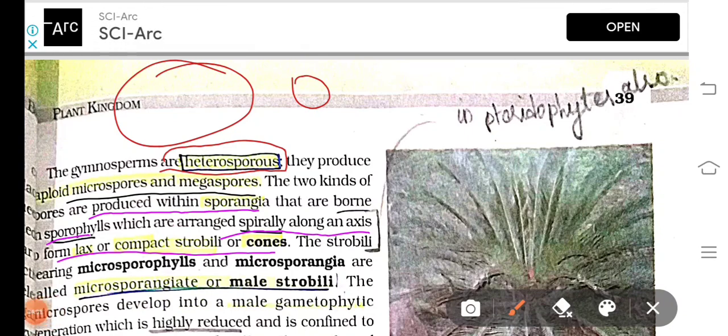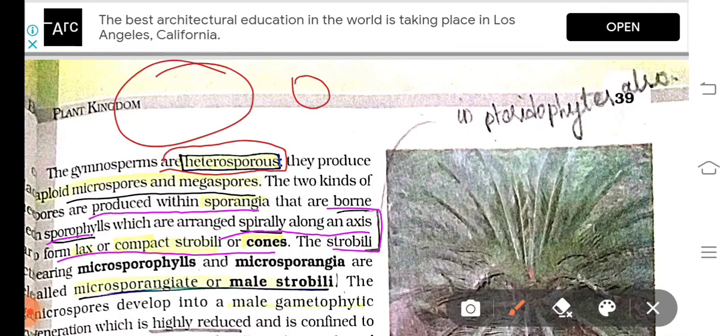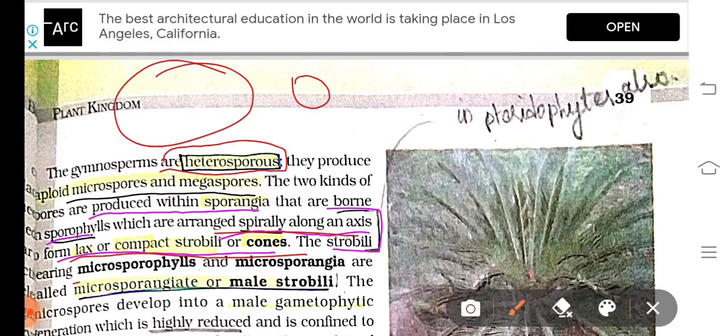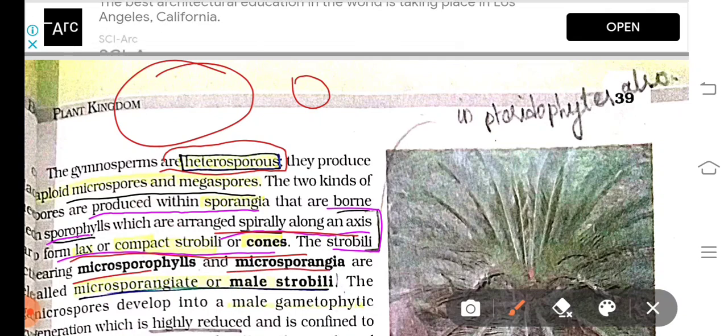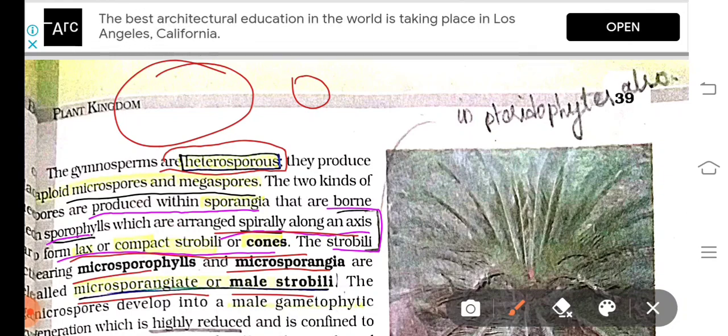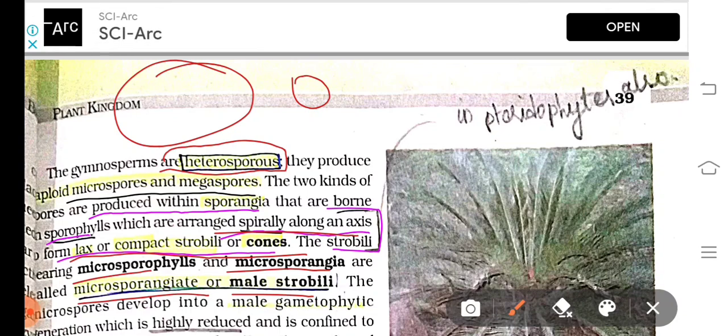Okay. And this is the same case in your gymnosperms, that they are arranged spirally to form lax or compact strobili or cones. Now strobili bears microsporophylls and microsporangia, which is called microsporangiate or male strobili. So see, strobili is for male and cone is for female.